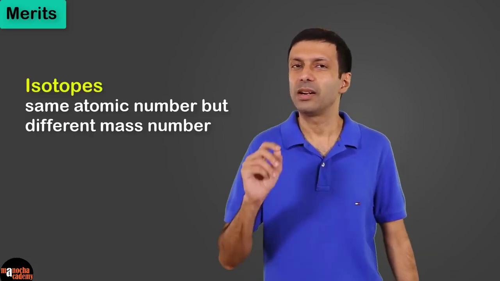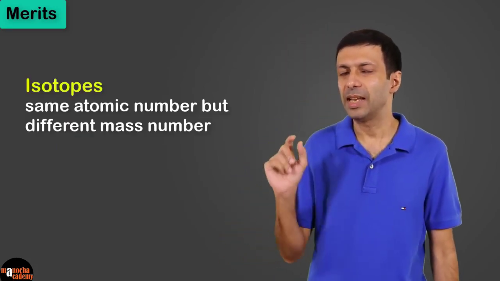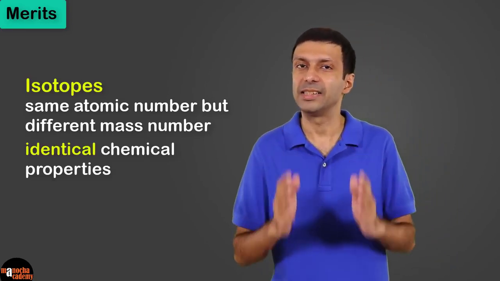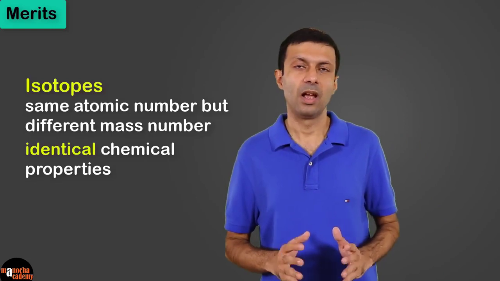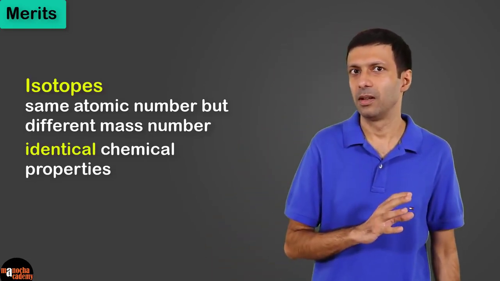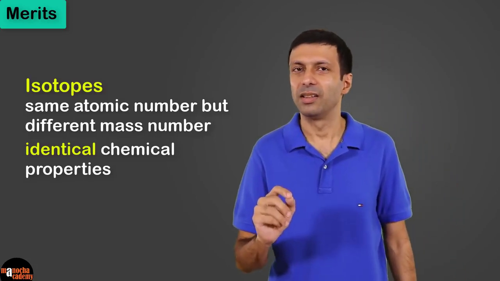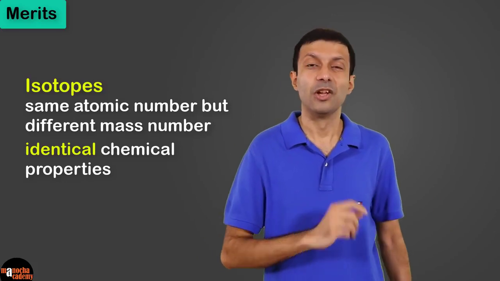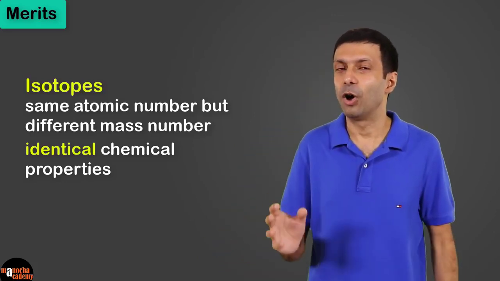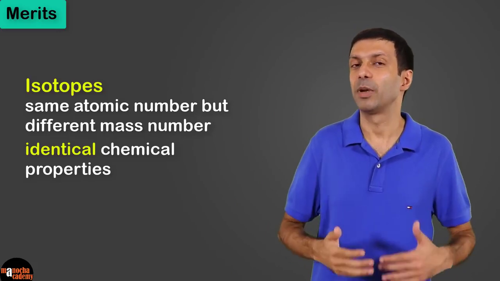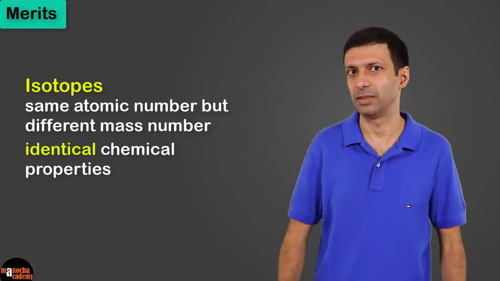First, let's talk about isotopes. Isotopes are atoms of an element having the same atomic number but different mass number. They have identical chemical properties. Now, isotopes could not fit into Mendeleev's periodic table. But in the modern periodic table, they fit in nicely because they have the same atomic number. So, isotopes of an element belong in the same position as the element. And that makes sense because they have the same chemical properties.